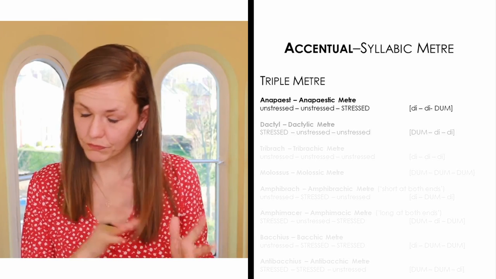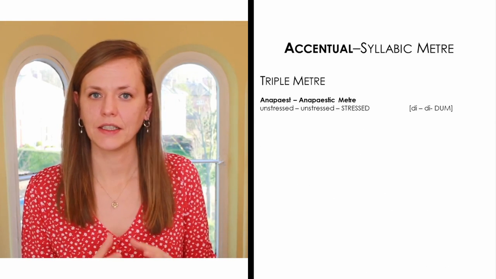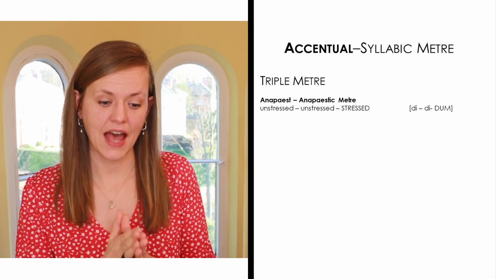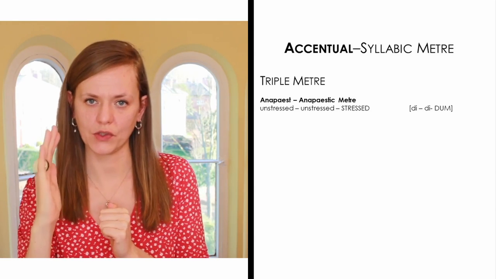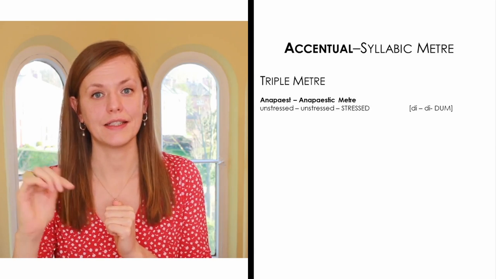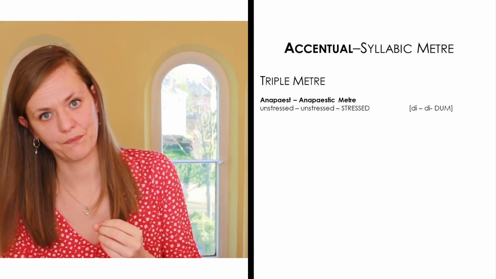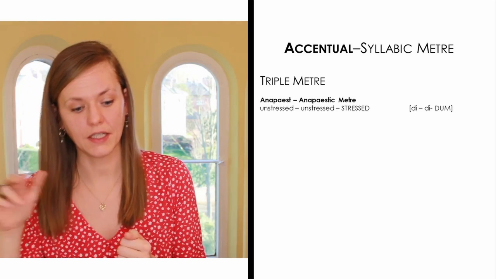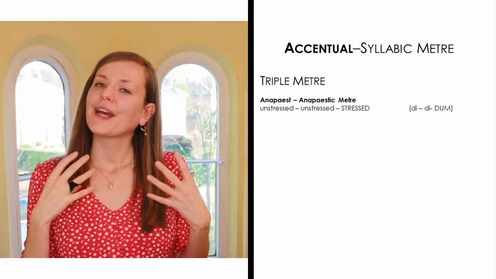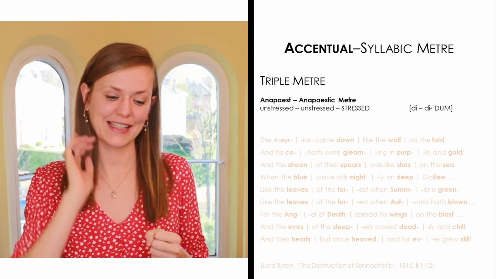But you can think in some ways of an anapaest as being a bit like an iamb, in that the final element of the metrical foot is stressed. So in an iamb, it's di-dum, and in an anapaest, it's di-di-dum. Di-di-dum, di-di-dum, di-di-dum, di-di-dum. So here is an example of some lines in anapaestic meter.